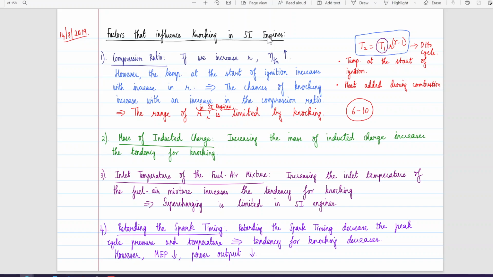The compression ratio, if we increase the R, thermal efficiency would increase. But we can say that if the temperature at the start of ignition increases with increase in R, this would imply that there is a chance of knocking with increase in the compression ratio. So the range of R in SI engines is limited by knocking.